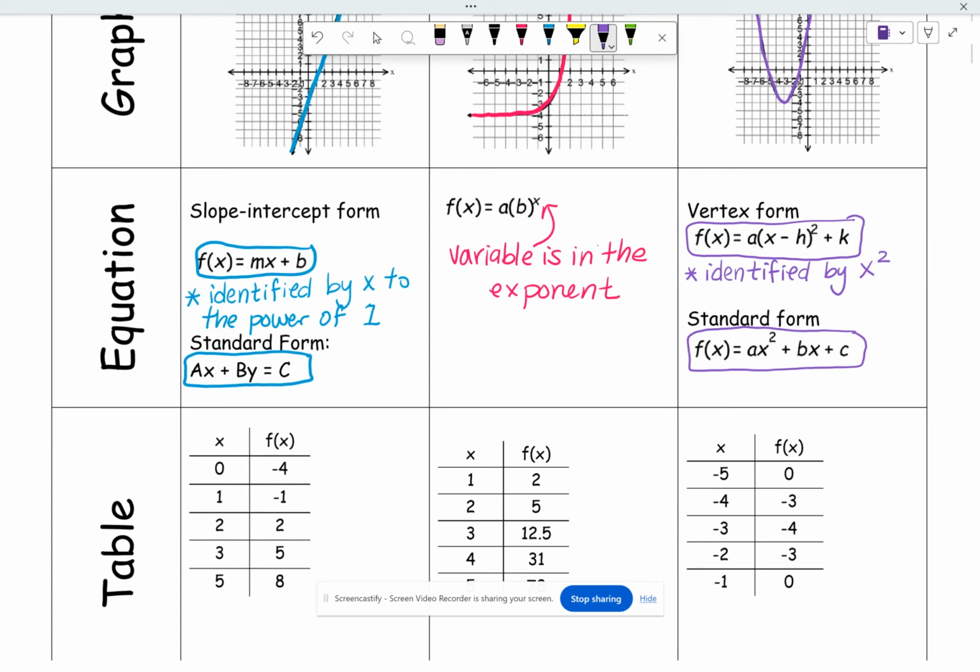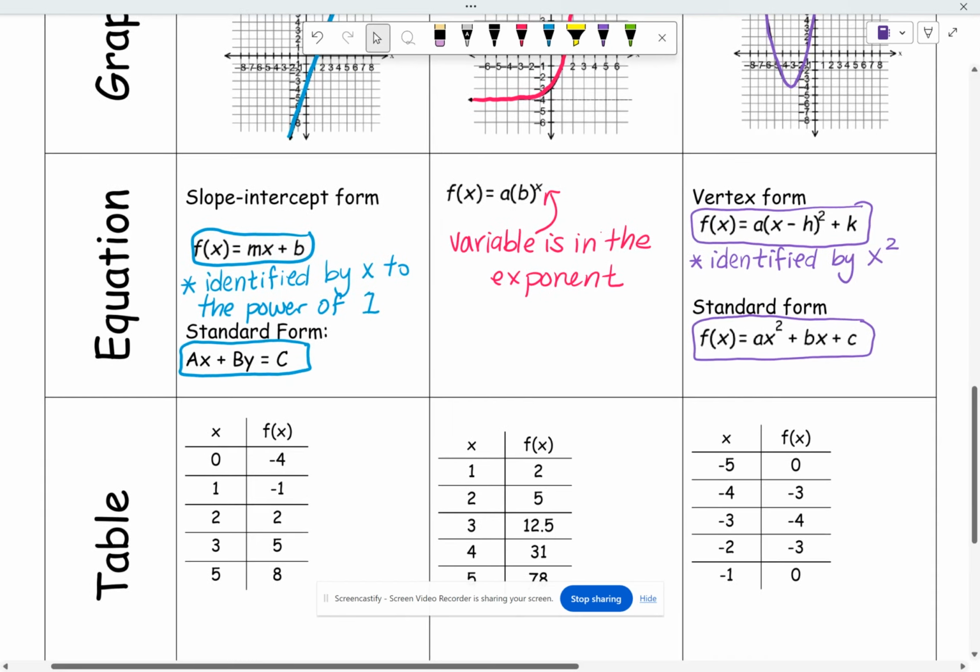Are there questions on identifying equations for linear, exponential, and quadratic? Not yet? Okay, if you come up with questions, let me know. I want to help. Your test on this is a week from today. Yay.